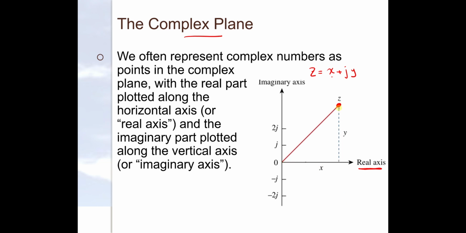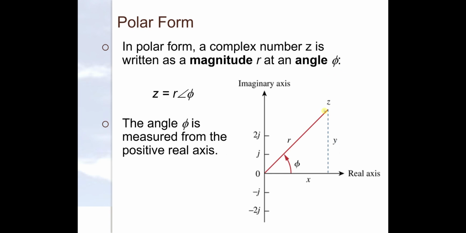Now looking at this point, I can define a vector starting from the origin to this point, which is a complex point. Any complex number is a point in the complex space. I can define a vector extending from the origin to z. We can use this vector as another representation of that complex number, where we consider the length of the vector as the magnitude of this number and the angle of this vector as the phase of that number. And this is formally known as the polar form.